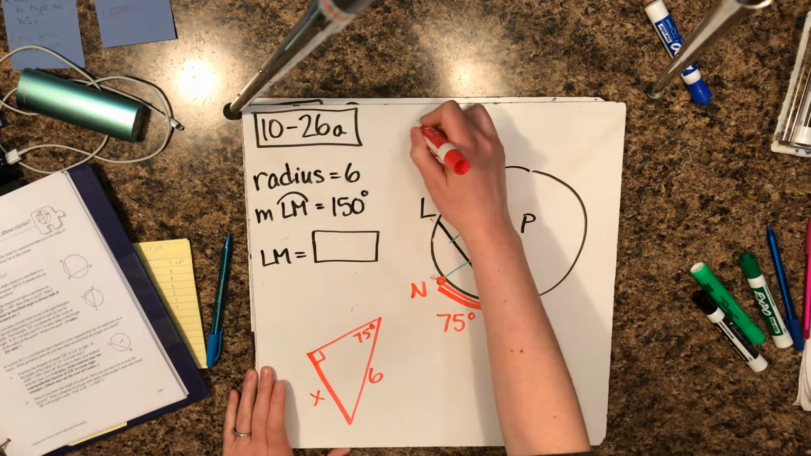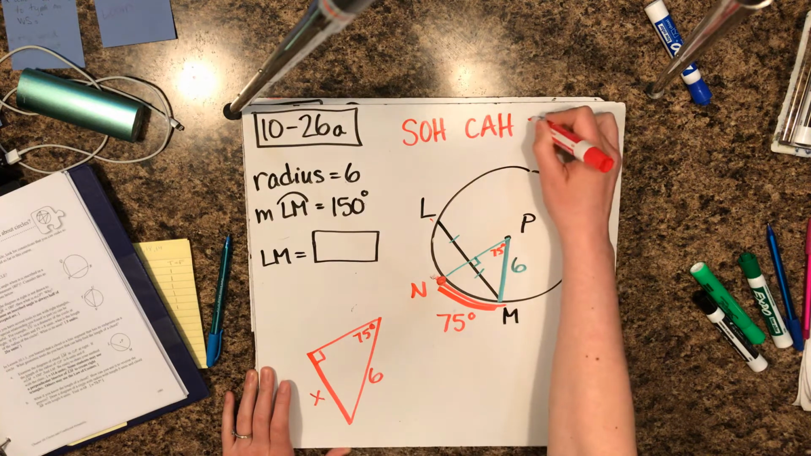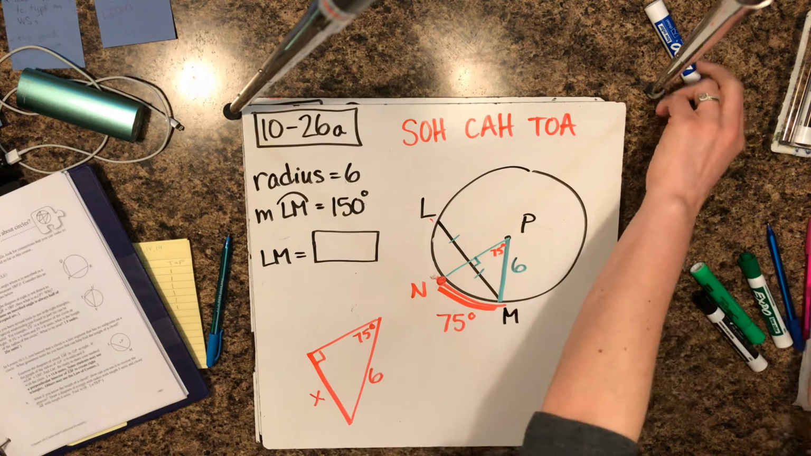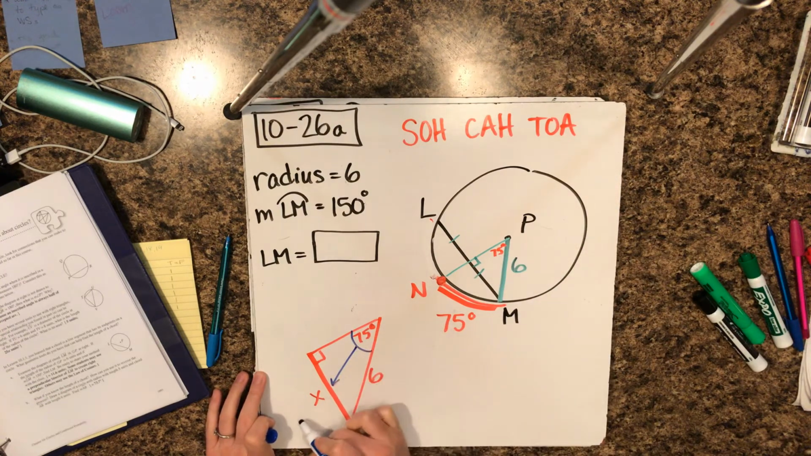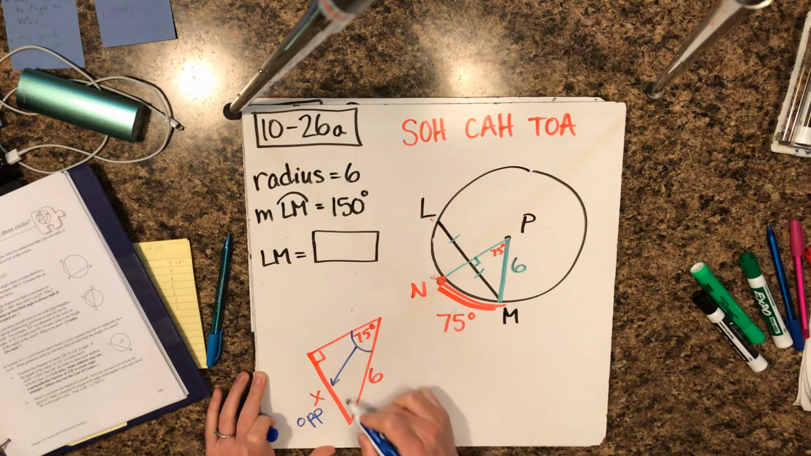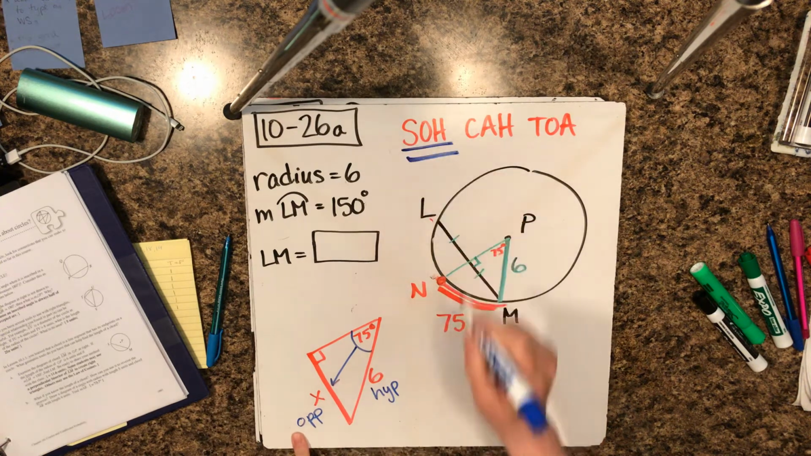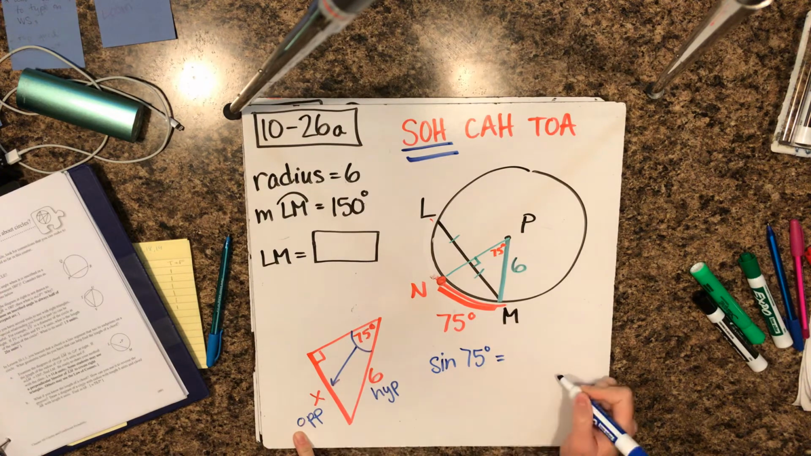So we always have to remember SOHCAHTOA, make sure we're spelling it correctly. Okay, in this case, we're dealing with a 75-degree angle. X is opposite, and 6 is across from the right angle, so it's the hypotenuse. So opposite and hypotenuse, that means I'm going to use sine. The sine of 75 degrees is equal to x over 6.